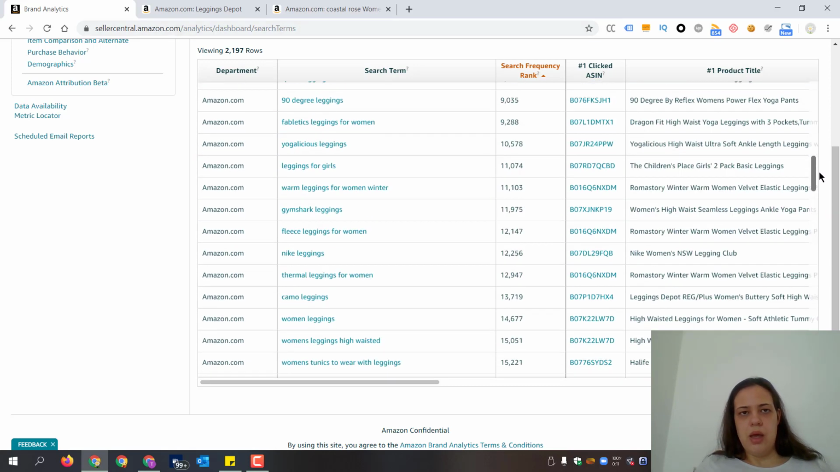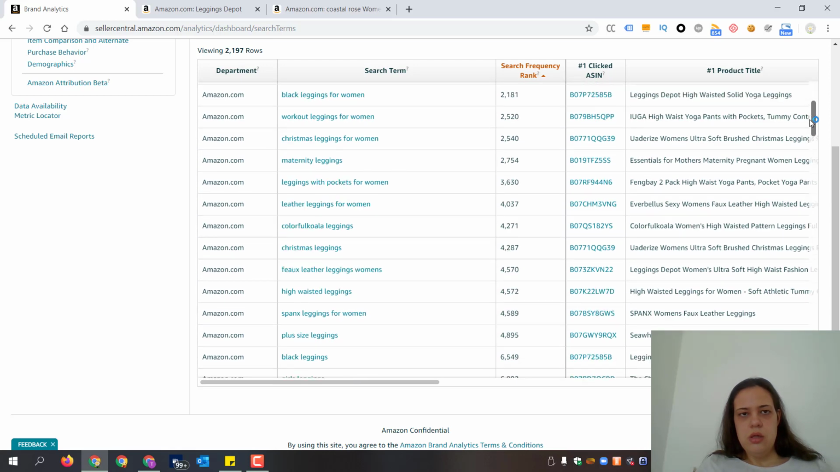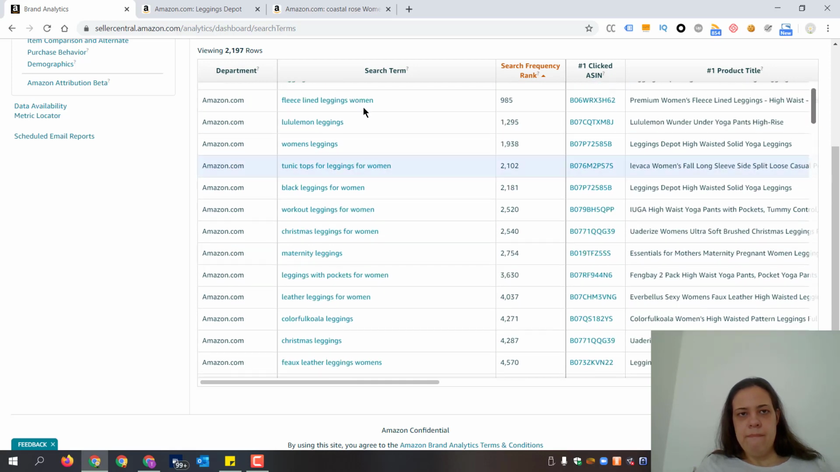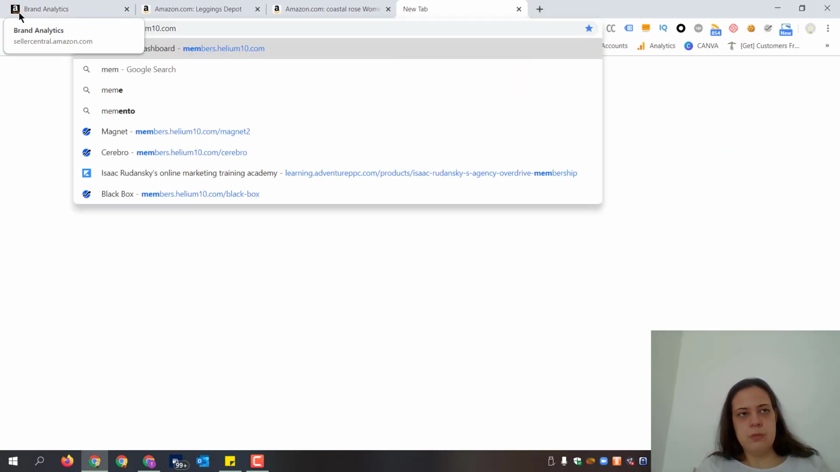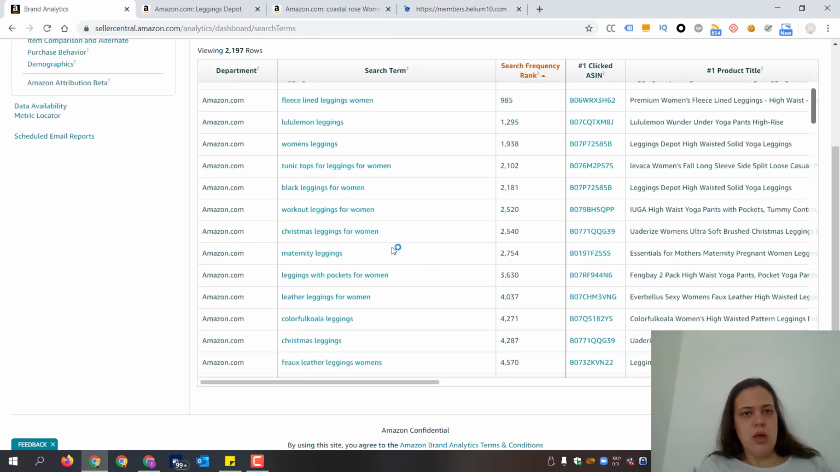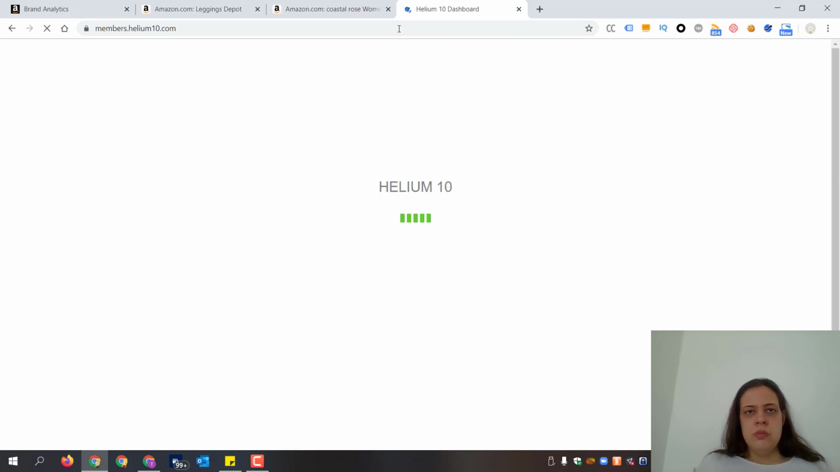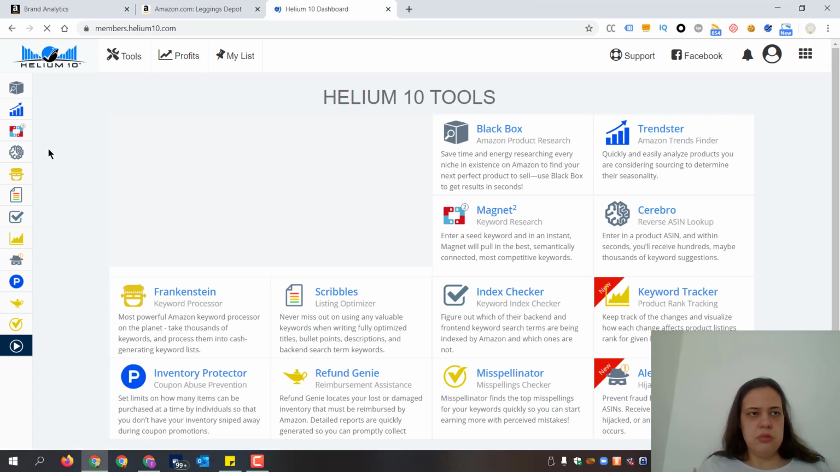Like, for example, I became interested in the Christmas variation. So let's see. Let's use Helium 10 and see. I'm going to copy this and paste it over to the Magnet keyword research tool. It'll take a couple of seconds.